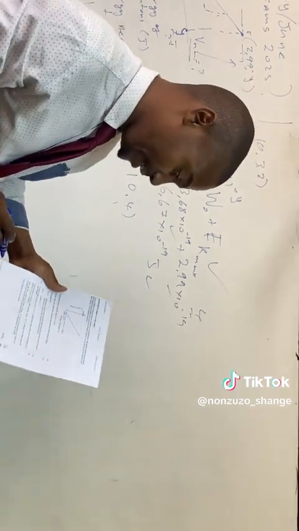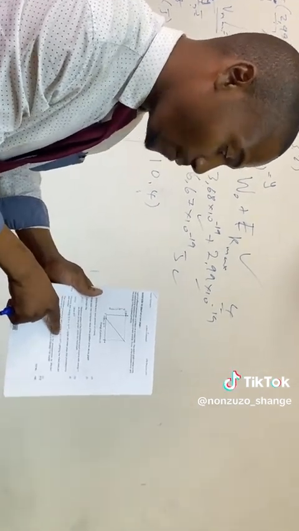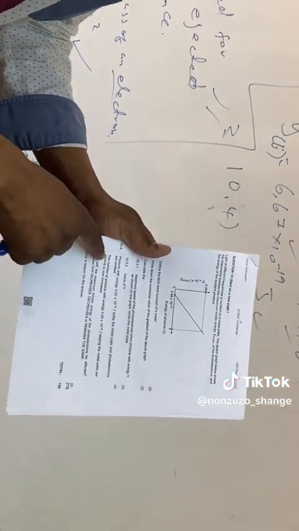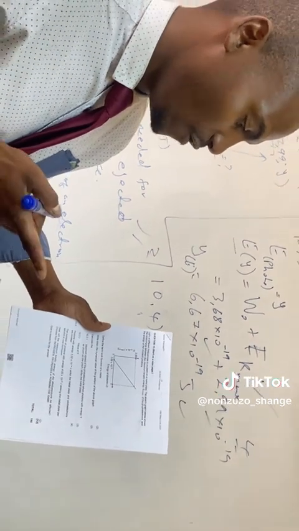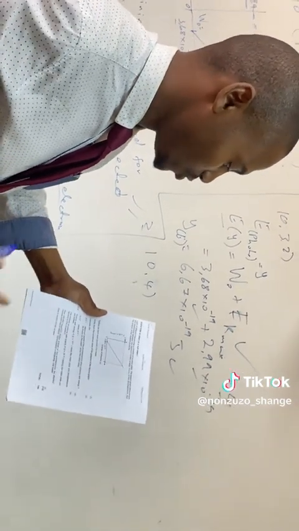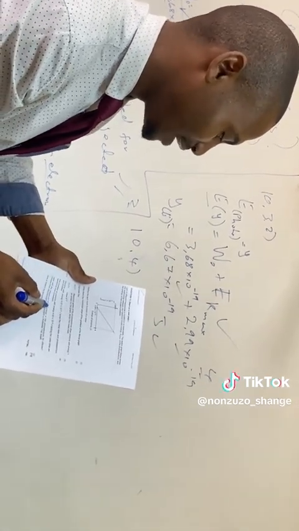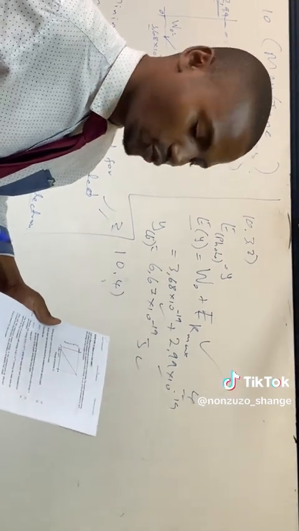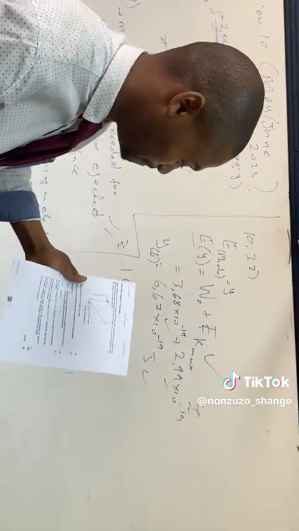Next statement. The number of photons with energy 4,02 times 10 to the power minus 19 joules striking the metal plate per second is now increased. Number of photons with that energy now have been increased. So the question is like, how will the maximum kinetic energy of the photoelectrons be affected? Choose from increases, decreases, or remains the same.